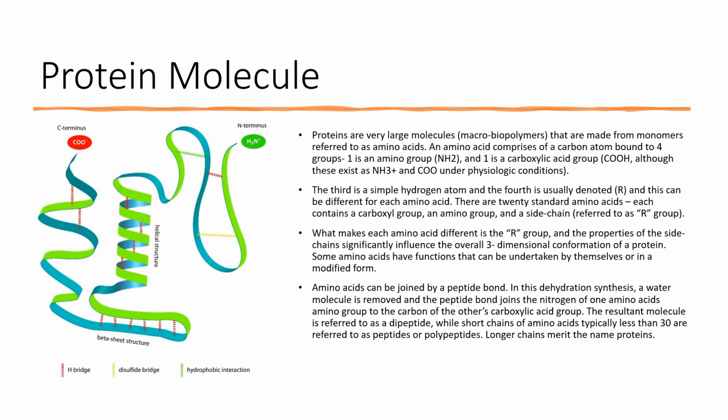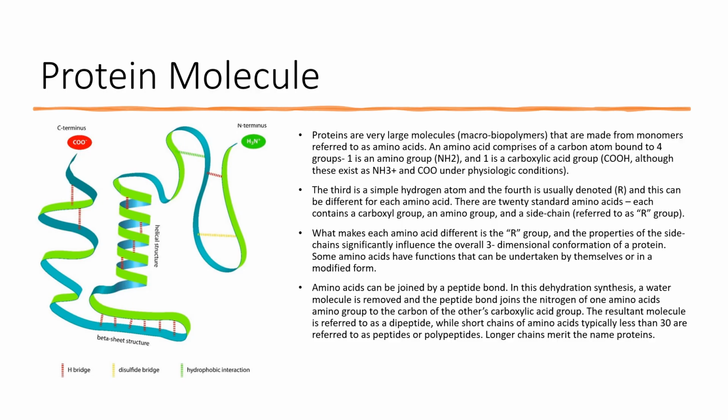The next biomolecule that we will consider is the protein molecule. Proteins are very large molecules, referred to as macrobiopolymers, that are made from monomers referred to as amino acids. An amino acid comprises a carbon atom which is bound to 4 groups. One group is an amino group, NH2, and one is a carboxylic acid group, referred to as COOH, although these exist as NH3+ and COO- under physiologic conditions.